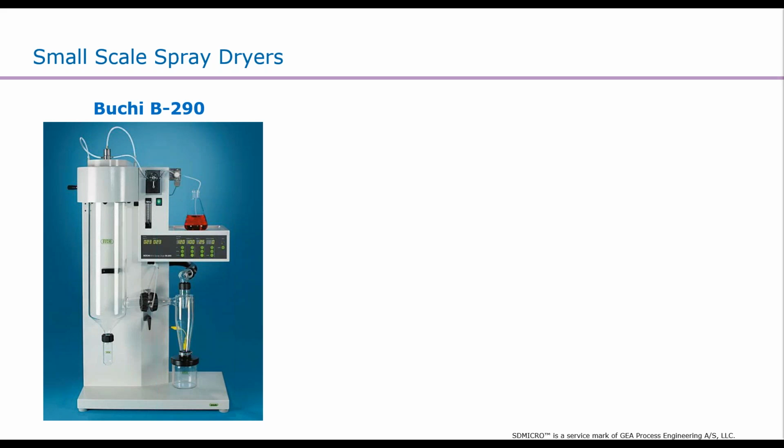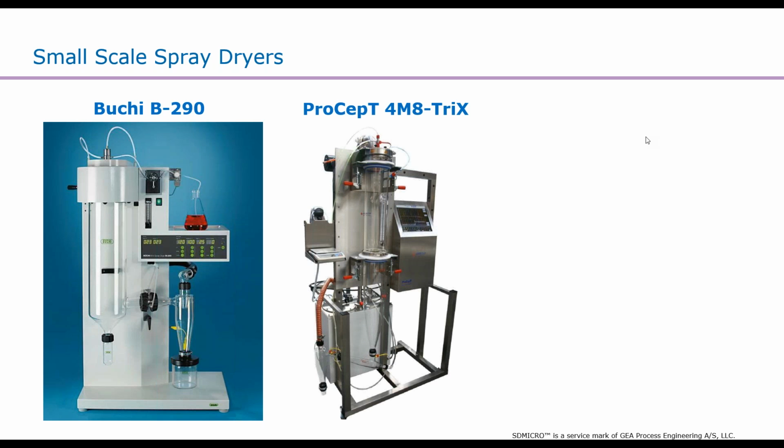Most of this early formulation development work will be conducted on a lab-scale spray dryer. There are many options out there in the industry, with the most common being the Buchi B290, which many of you are probably familiar with. Another great tool for these early development runs is the Procept 4M8, as it can run very small batches on the order of a couple grams and also has additional process controls such as drying gas flow rate set points and precise atomization controls.